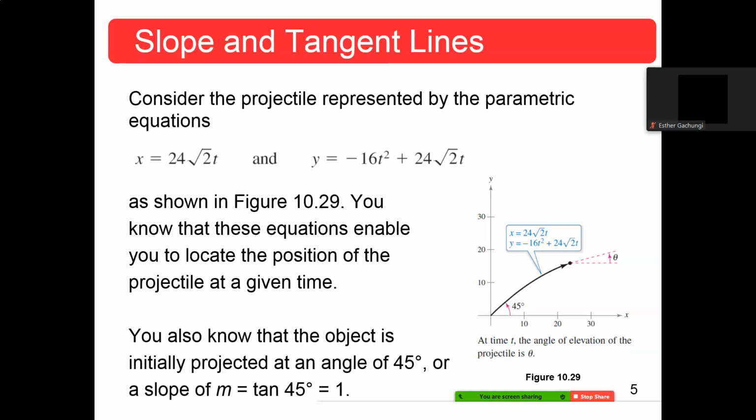Let's consider the projectile represented by the parametric equations. X is equal to 24 times square root of 2 t.